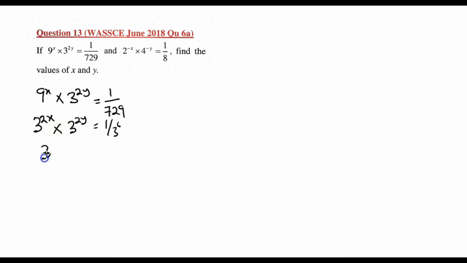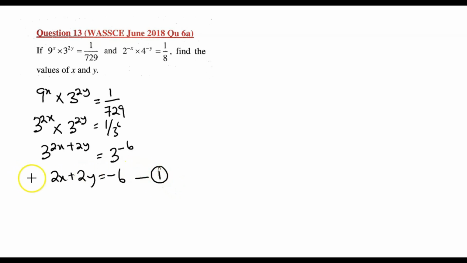Therefore, it gives us 3 to the power 2x plus 2y, and this must be equal to, writing this as an exponential number, 3 to the power negative 6. Then we can have 2x plus 2y equal to negative 6 as a result of doing away with the base by finding the antilog to the base 3 of both sides. So that is our equation 1.